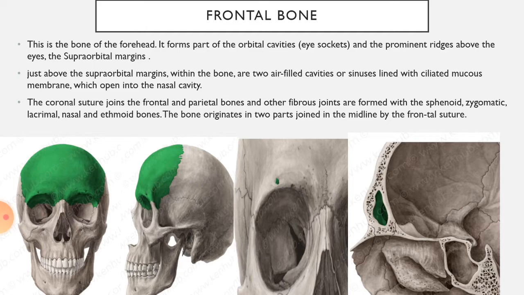When it joins with the maxilla, we call it the fronto-maxillary suture, and when it joins with the zygomatic bone here, we call this suture the zygomaticofrontal suture. When it joins with the sphenoid bone, we call this suture the sphenofrontal suture, and when it forms the joint with the parietal bone, we call that suture the coronal suture. Okay.